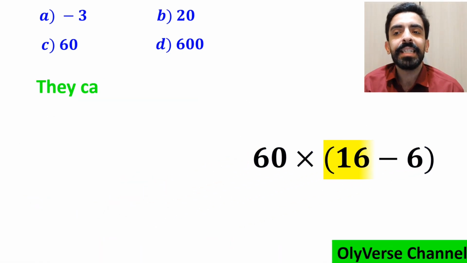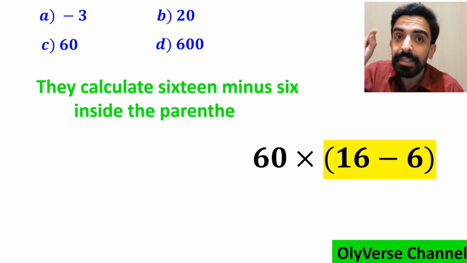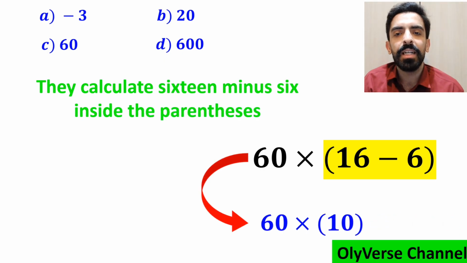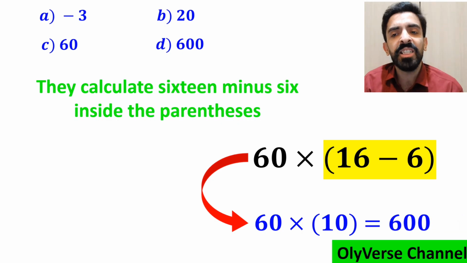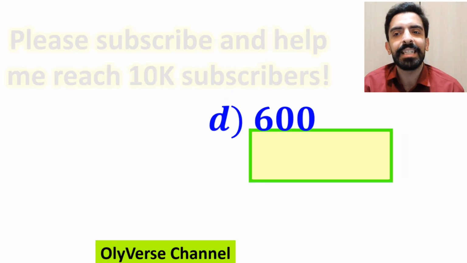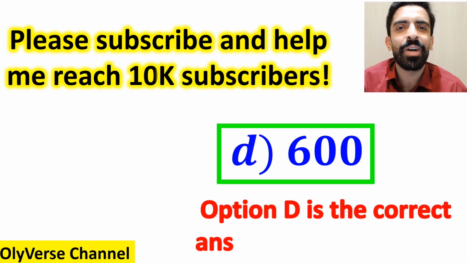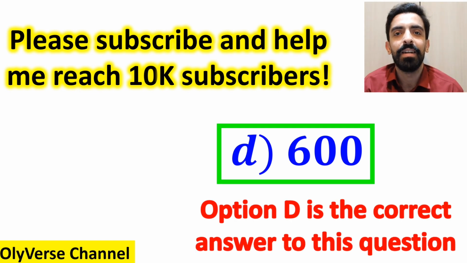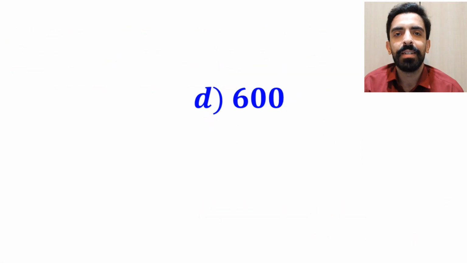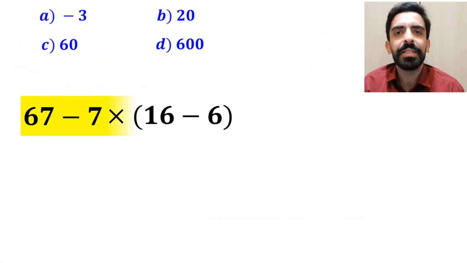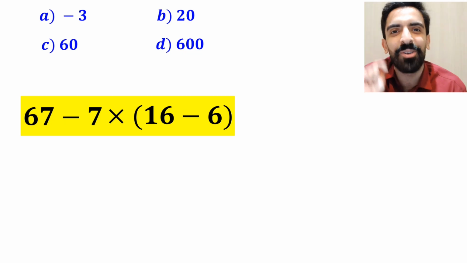And the next step, they calculate 16 minus 6 inside the parentheses, which becomes 60 multiplied by 10. And finally, the value of this expression must be equal to 600. Then, they quickly say that option D is the correct answer to this question. However, this answer is absolutely wrong. Alright, now let me walk you through step by step how to solve this expression correctly.